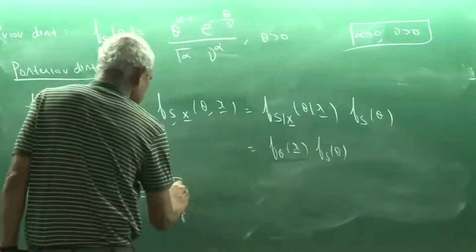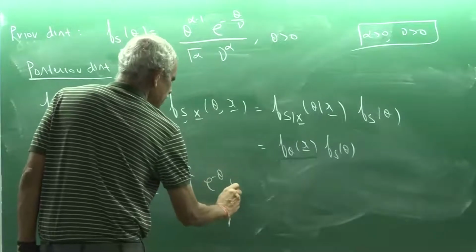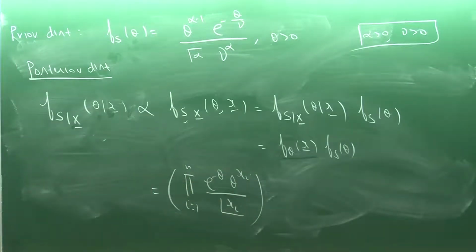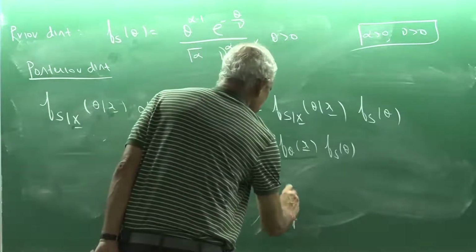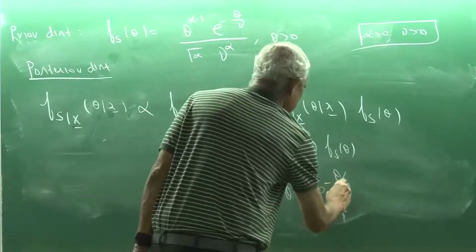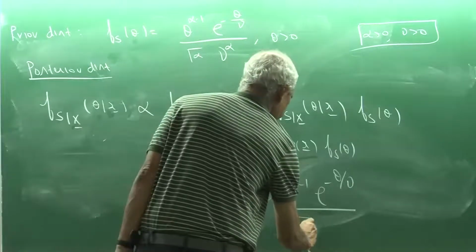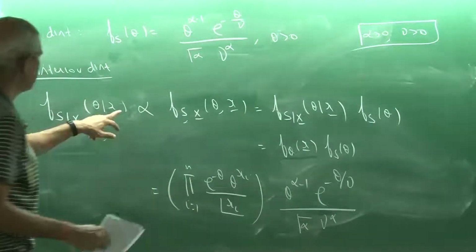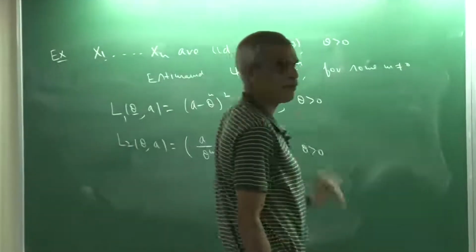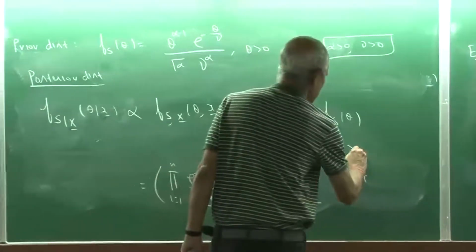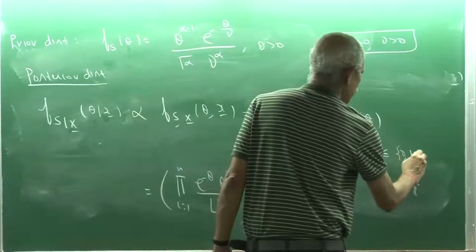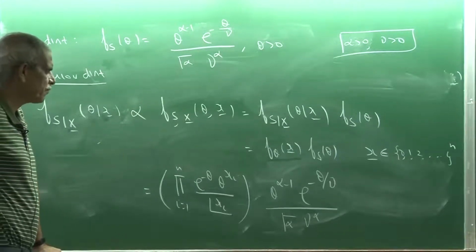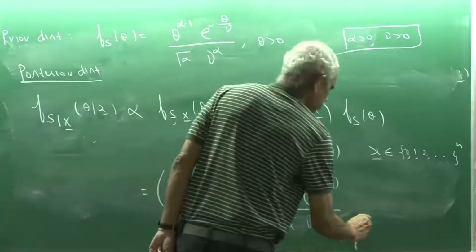So what is f theta x? Product i equal to 1 to n, e to the power minus theta, theta to the power xi by factorial xi. Then f_S theta, which is theta to the power alpha minus 1, e to the power minus theta by nu, by gamma alpha, nu to the power alpha. Of course, data is given to you. Data is this x. Data is nothing but a realization from Poisson theta. So that means your x has to belong to the nth Cartesian product of 0, 1, 2, and so on. Okay, now the range here is theta is positive.